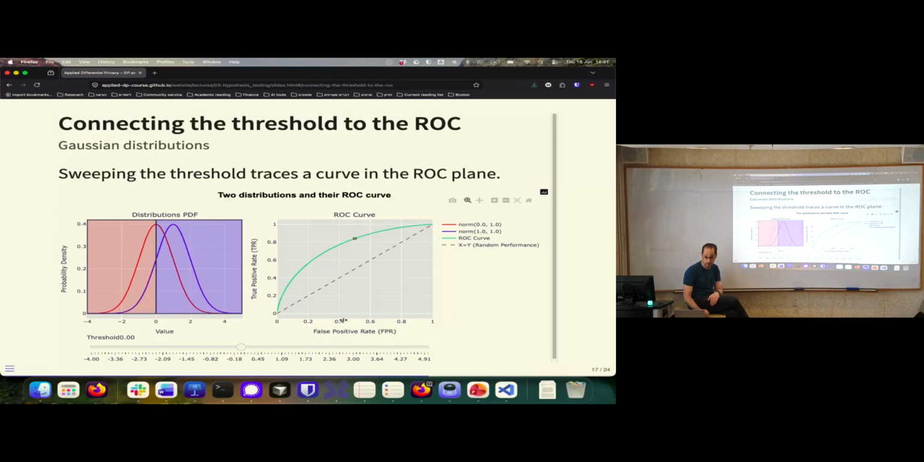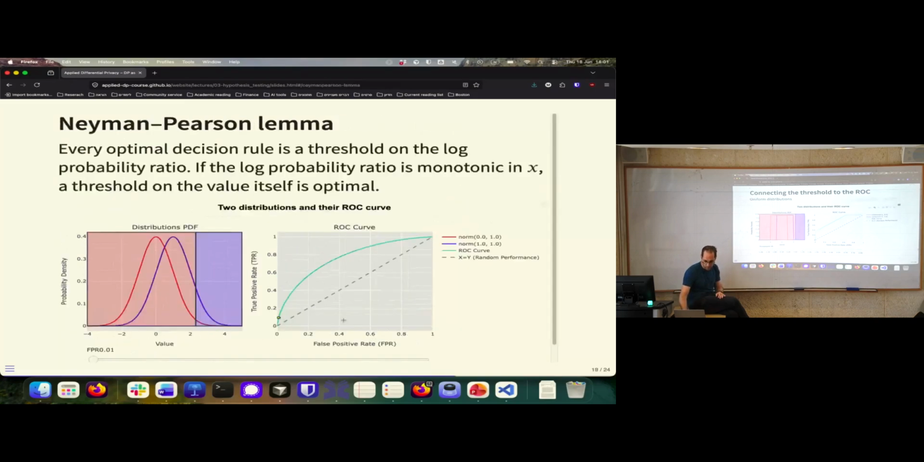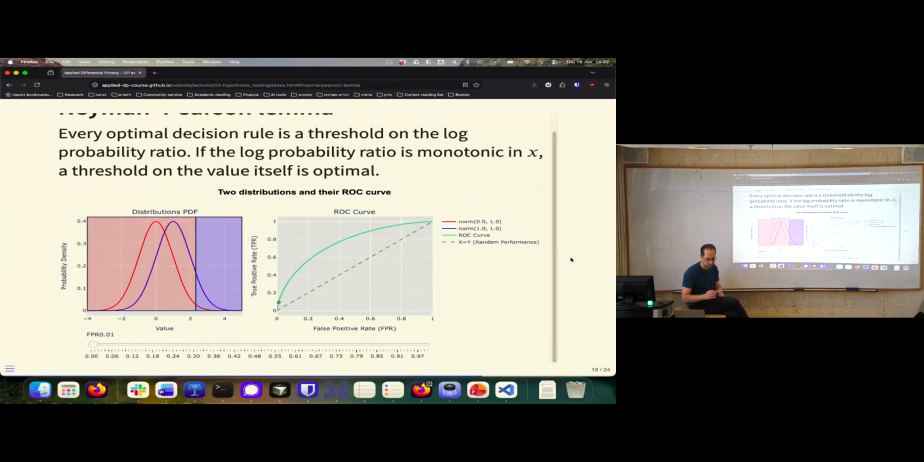How would we know that it's optimal? And more importantly, how can we identify in the general case what is the optimal rule? So there's a lemma called the Neyman-Pearson lemma, and that is one of the most important and essential properties of the entire hypothesis testing perspective, which states the following thing.